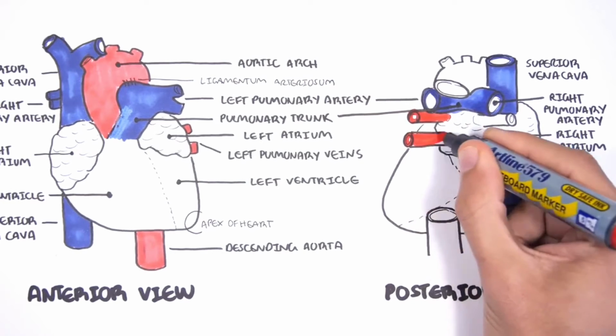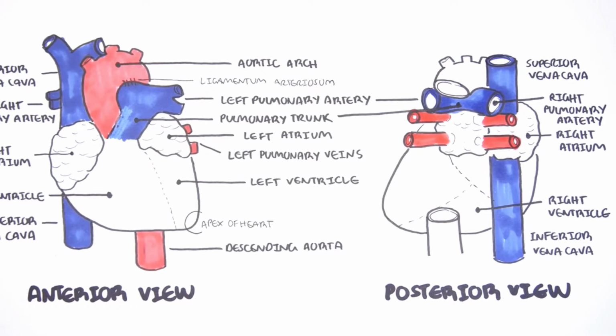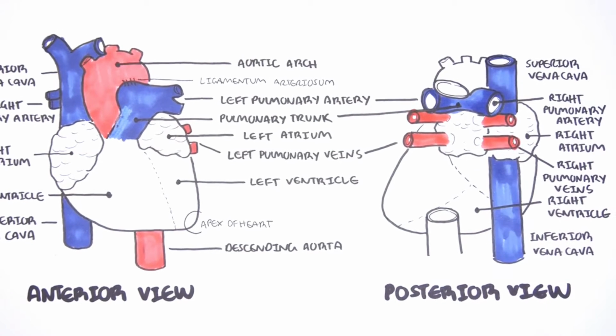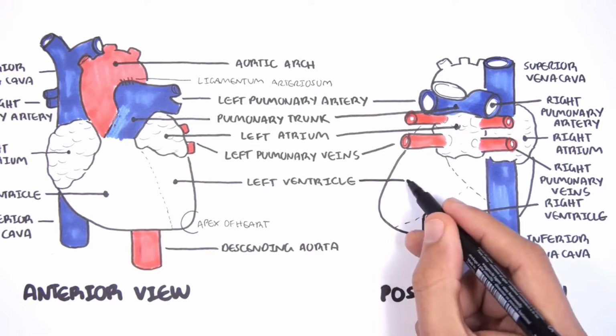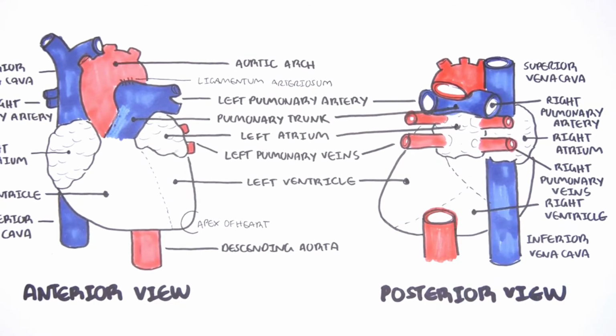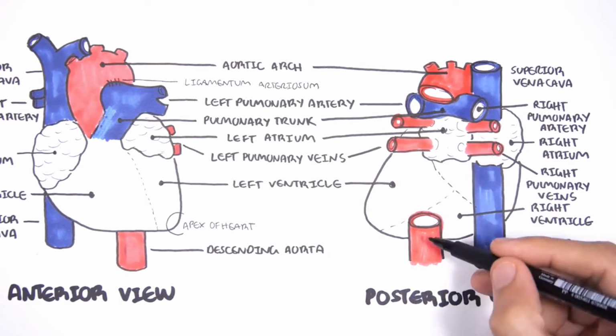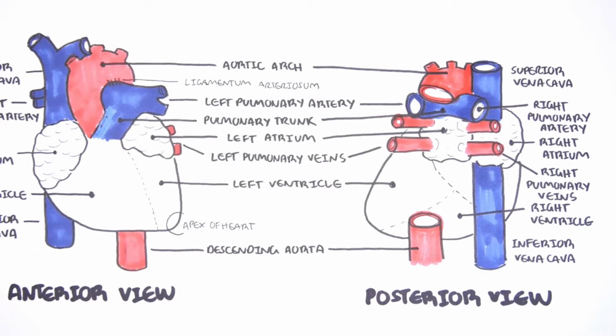The blood goes to the lungs and then returns back to the left side of the heart via the left and right pulmonary veins. The left and right pulmonary veins enter the left atrium. The left atrium then goes to the left ventricle, which then pumps this blood up the aorta. Here's your aortic arch. And then it can pump it up to the upper body or down through the descending aorta.